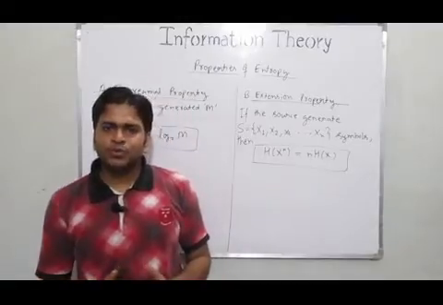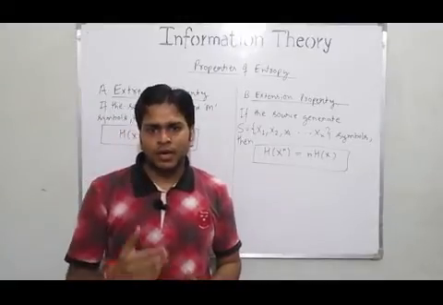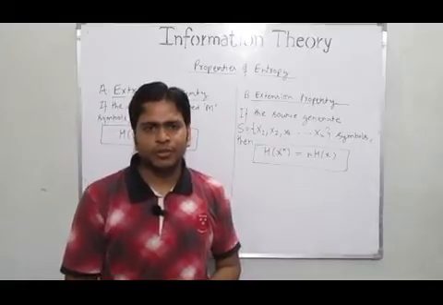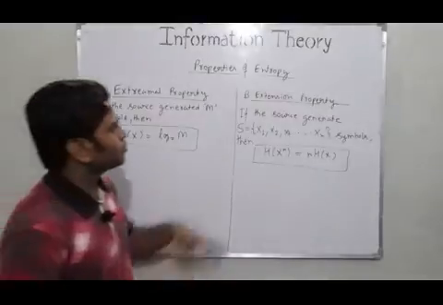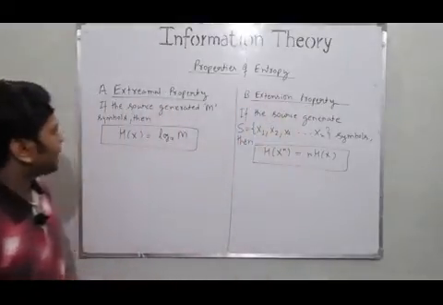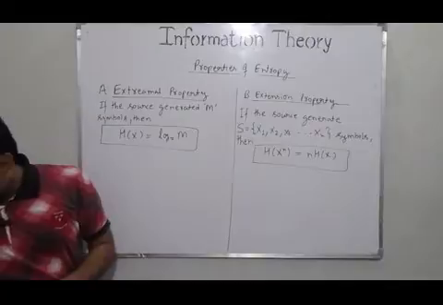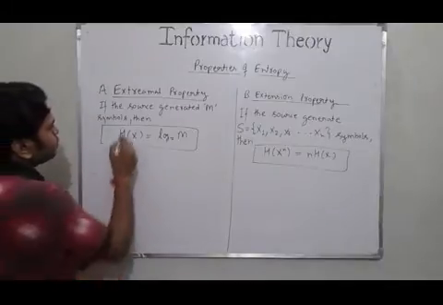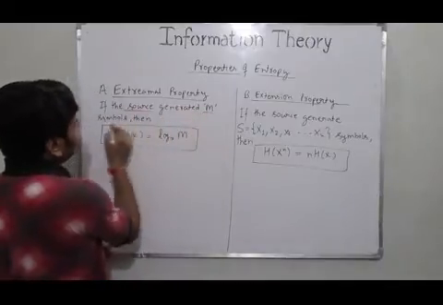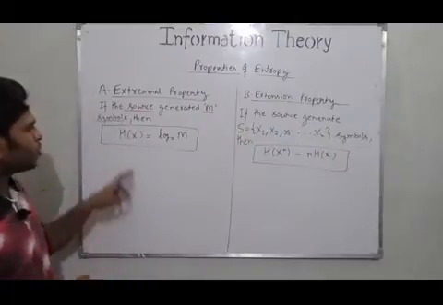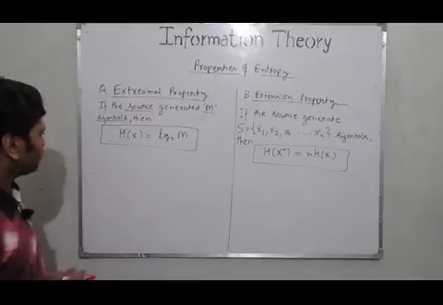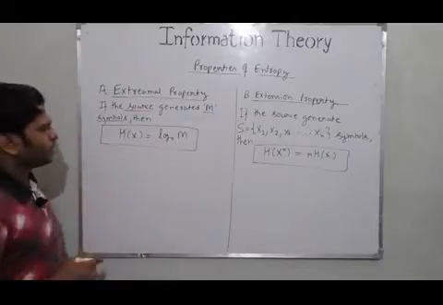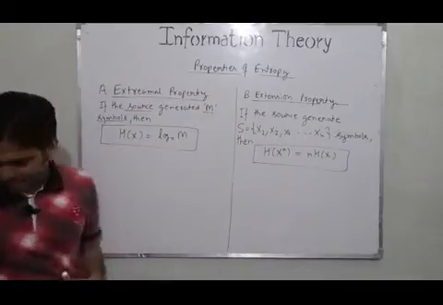There are particularly two properties discussed under the concept of entropy, and these are number one, extremal property, and number two, extension property. Extremal property says that if the source generated m symbols, then the entropy would be log 2 of m. So we can just use this property to solve questions like that.